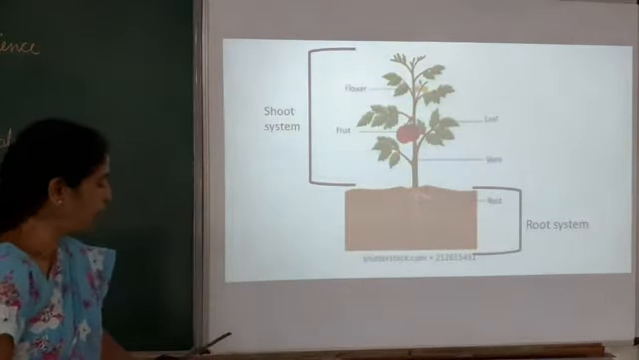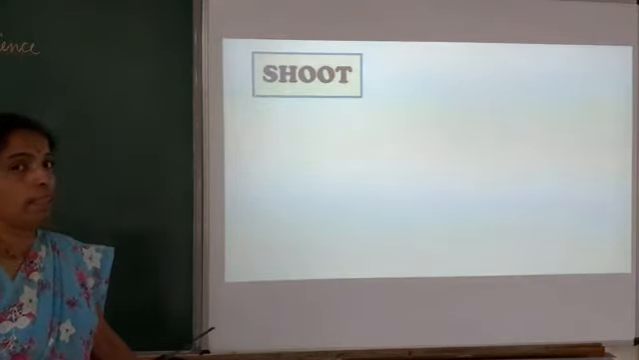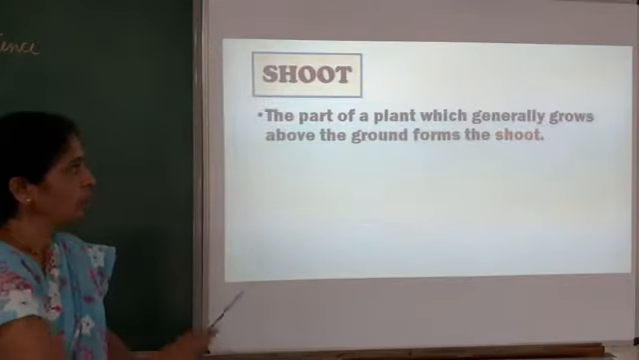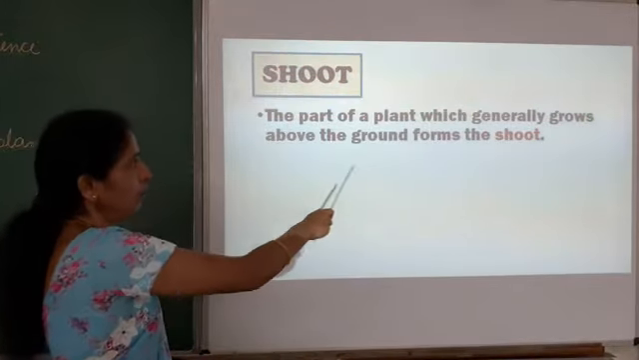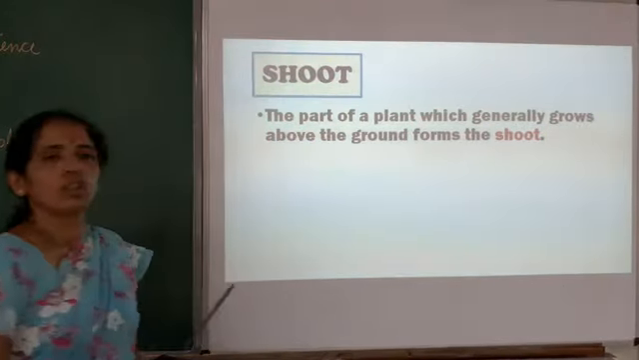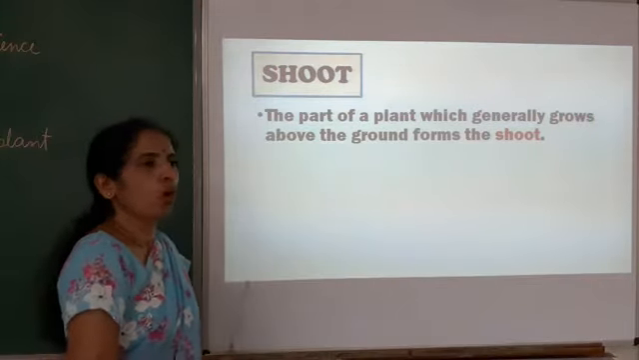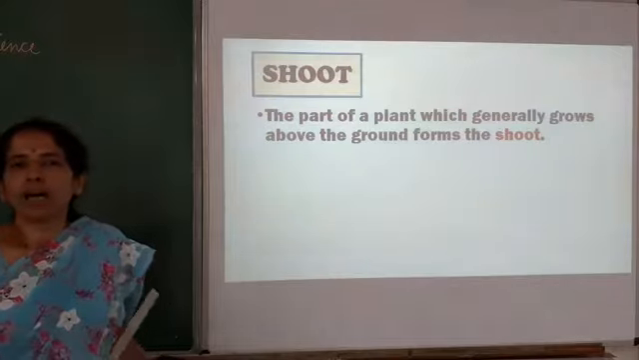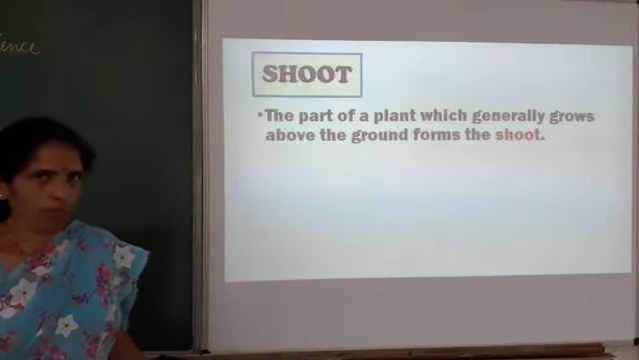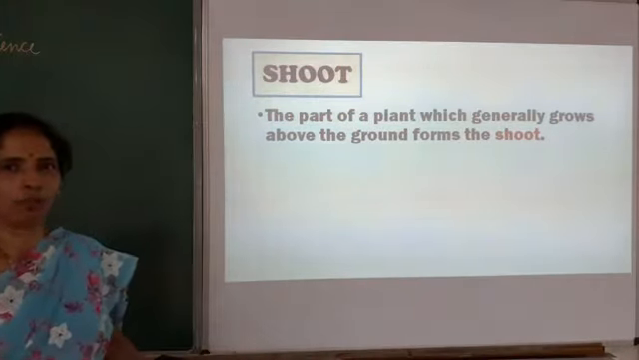So, can you tell me, what do you mean by a shoot? Yes, it is the part of the plant which generally grows above the ground, that forms the shoot. Now, children, tell me, what are the different parts present on a shoot? What are those? Just recall and tell me. I am not going to show you the diagram now.